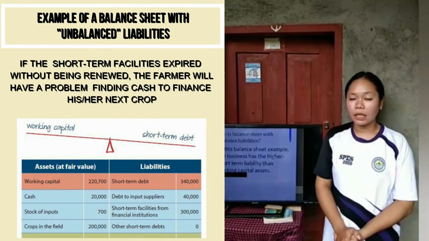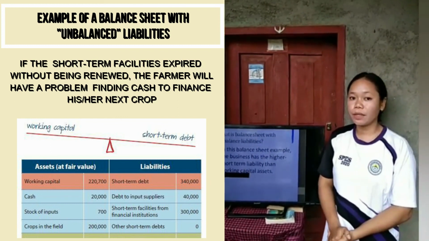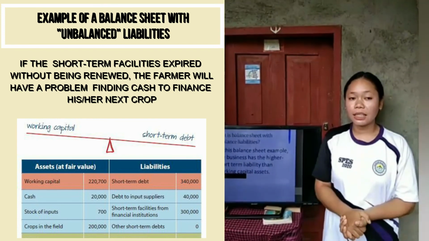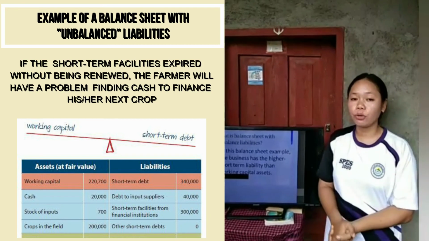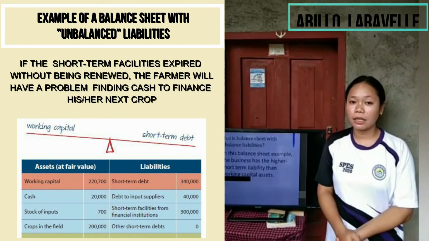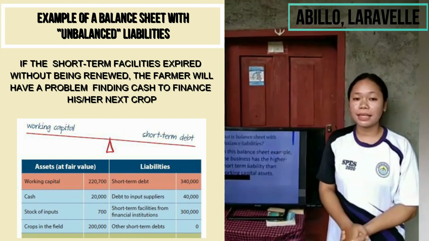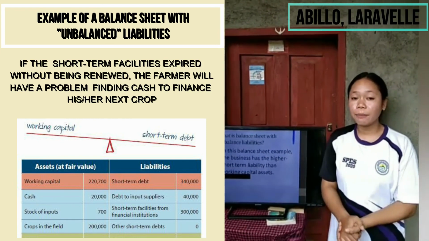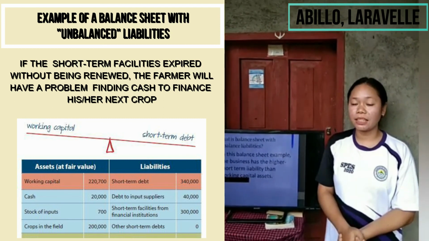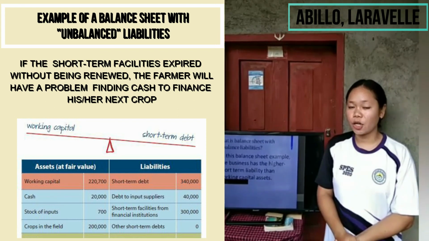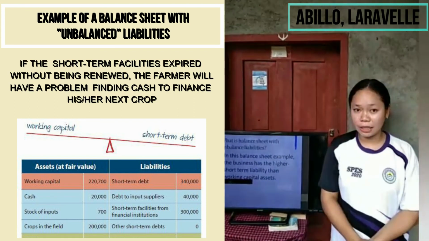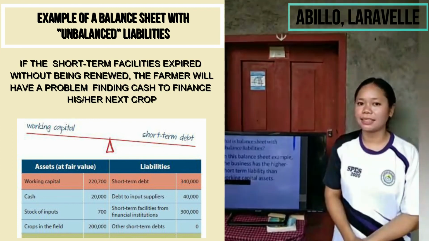And then, if itong short-term debt ay darating na sa due date, tapos yung pera lang ni owner is kulang or kasya lang dun sa kanyang babayarang loan, so mas tataas yung kanyang liabilities compared dun sa kanyang cash or capital na meron dun sa kanyang business. So, dyan natin makikita yung balance sheet na may unbalanced liabilities.